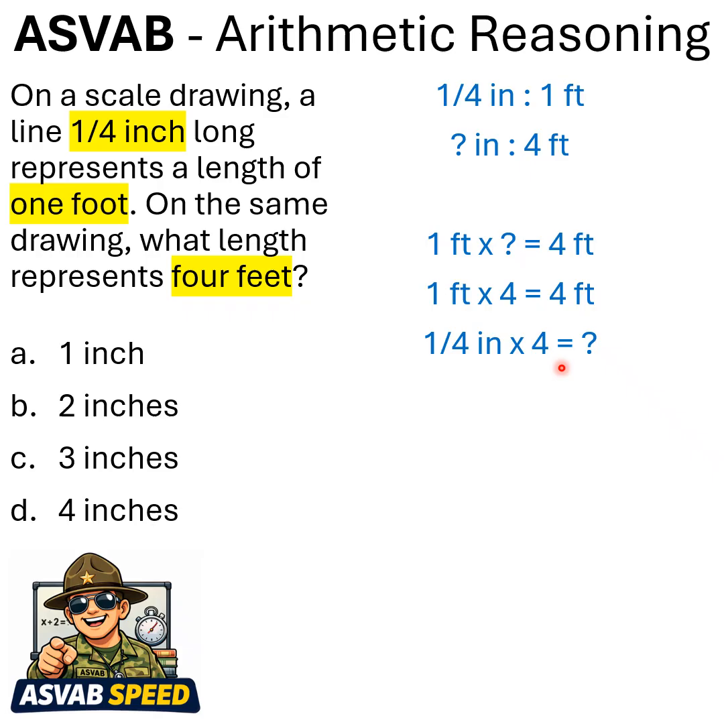Now a quick review on multiplying fractions. 4 as a whole number is the same as 4 over 1. So we take 1/4 times 4 over 1. And when you multiply fractions, you just go across. 1 times 4 equals 4. 4 times 1 equals 4. 4 over 4 is the same as 1. So here's your answer, A, 1 inch.